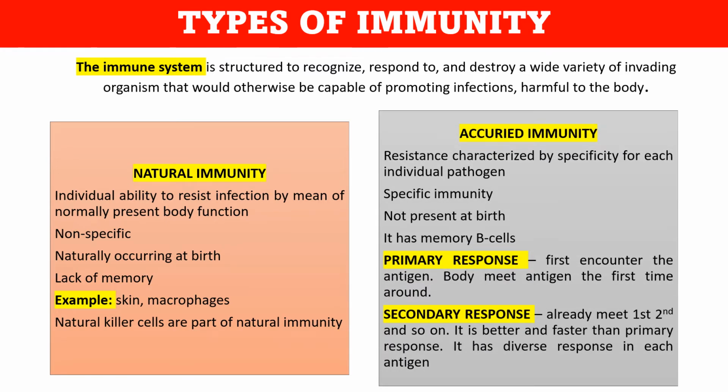The second type is acquired immunity. It is resistance characterized by specificity for each individual pathogen, specific immunity which is not present at birth. It has memory B cells. Primary response is the first encounter with the antigen, when the body meets the antigen for the first time. Secondary response is when the body has already met the antigen first, second, and so on. It is better and faster than the primary response. It has a diverse response to each antigen.